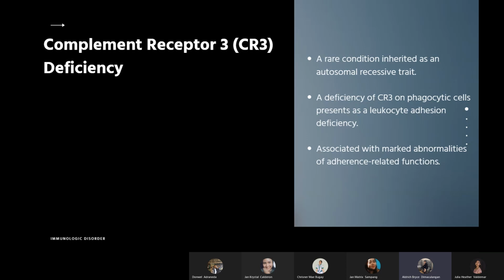And the main problem in here in our complement receptor 3 deficiency is that there is a deficiency in our leukocyte adhesion, which is associated with marked abnormalities of adherence-related function. So pag nagka-problem dun sa leukocyte adhesion deficiency natin, ay kaagad na maiisip natin ay complement receptor 3 deficiency. Kasi yung complement receptor 3 natin, siya yung nagpa-facilitate na movement ng ating leukocyte adhesion sa ating endothelial intercellular junction.